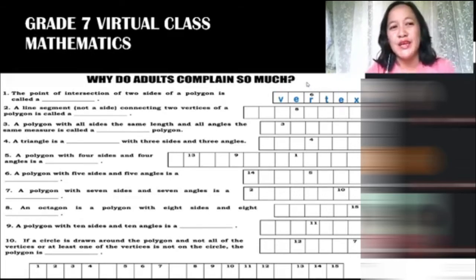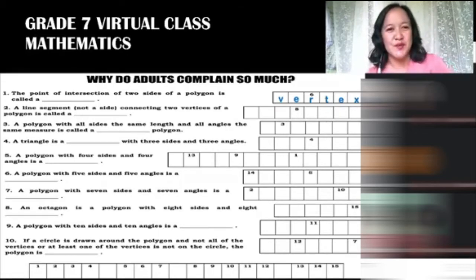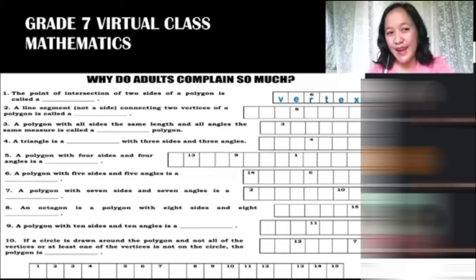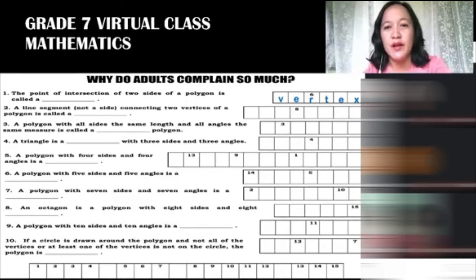What about number 2? It is a line segment, not a side, connecting 2 vertices of a polygon. 8-letter word. What do you think is the answer? Anybody from our class? Huwag mahiya. Line segment, hindi siya side, connecting 2 vertices of a polygon. Line segment. We call that as a diagonal. Okay? What about number 3?